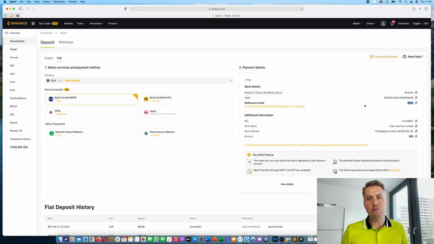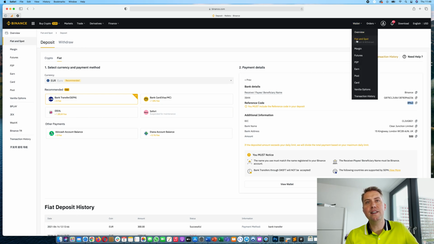I use Revolut, and it usually arrives within seconds when I do a wire transfer, so that's really fast. However, with other banks, it could take 1 to 2 days until the money arrives, and it really depends on the bank you are using. Once you have that, the next thing you can do is you can start buying Dogecoin.